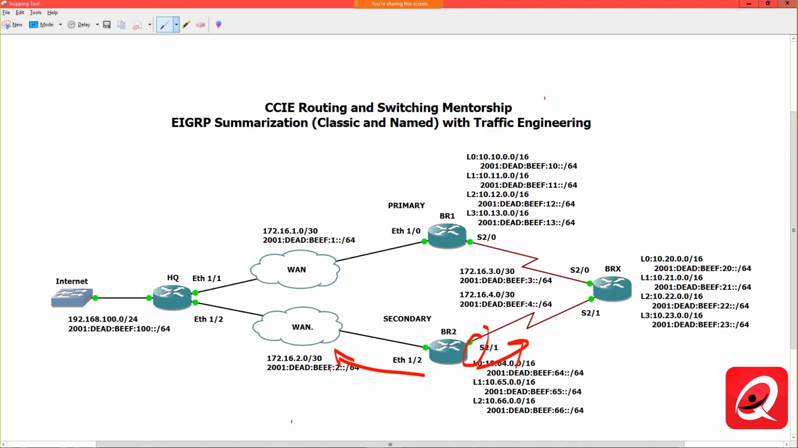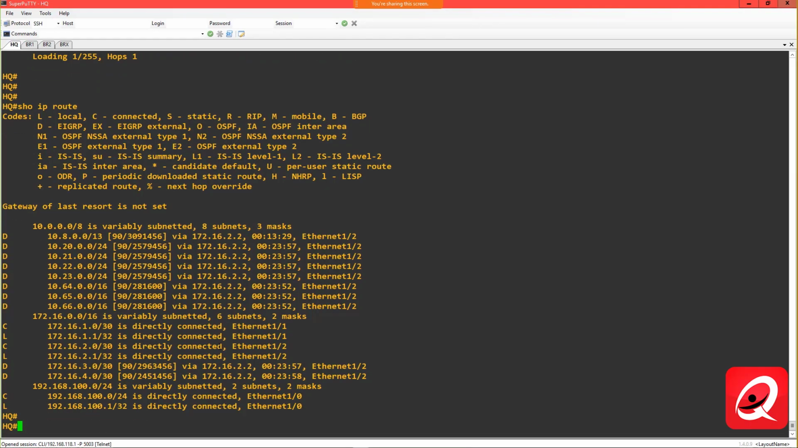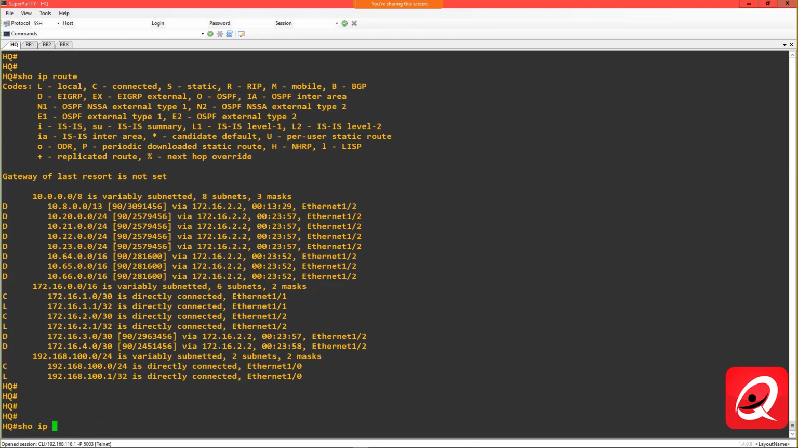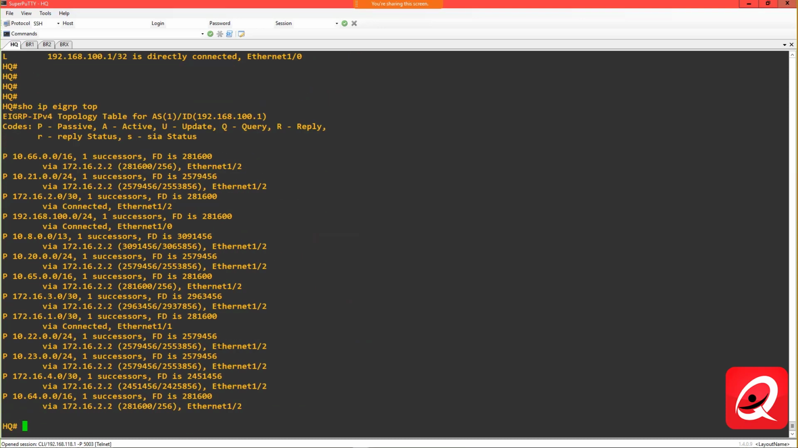Thinking. We know the summary is being generated on BR2 because it's showing up. The null 0 route is showing up locally. So I know the summary is being generated on BR2. Let me go back to show IP EIGRP topology and see if I even see the /14 in my topology database. I don't.